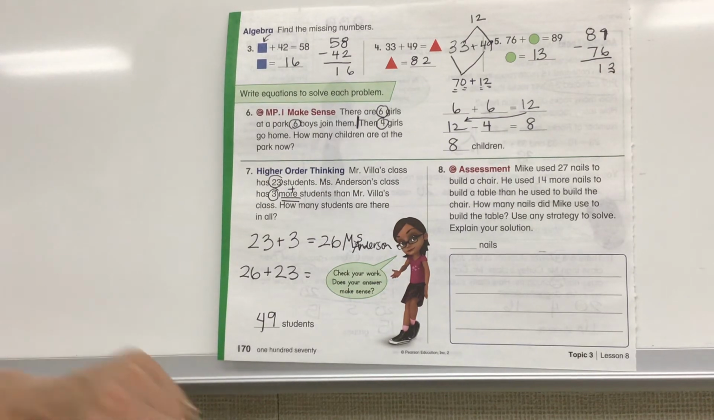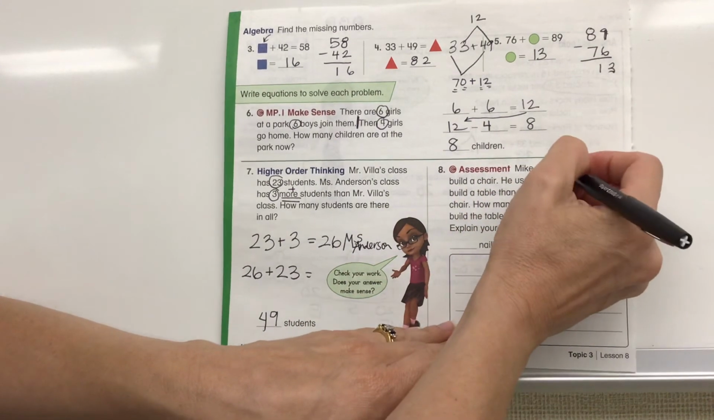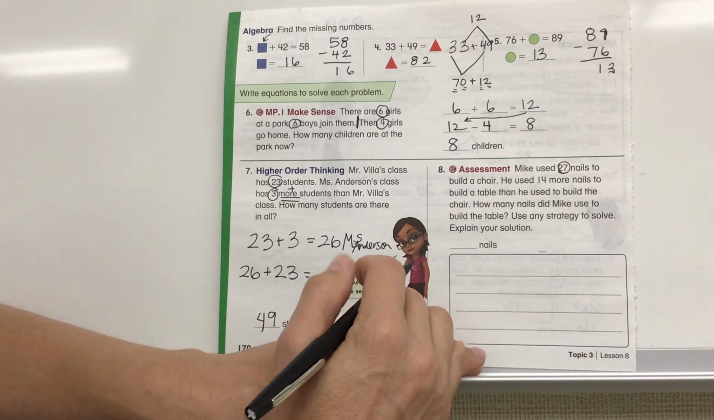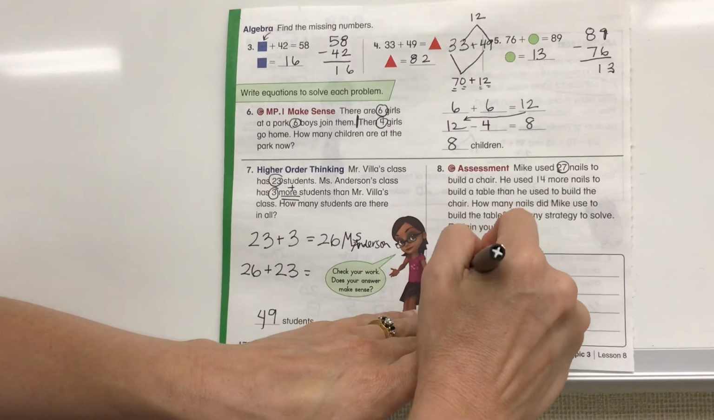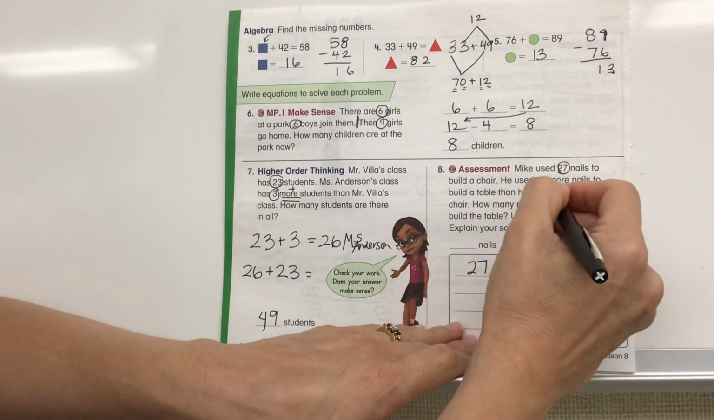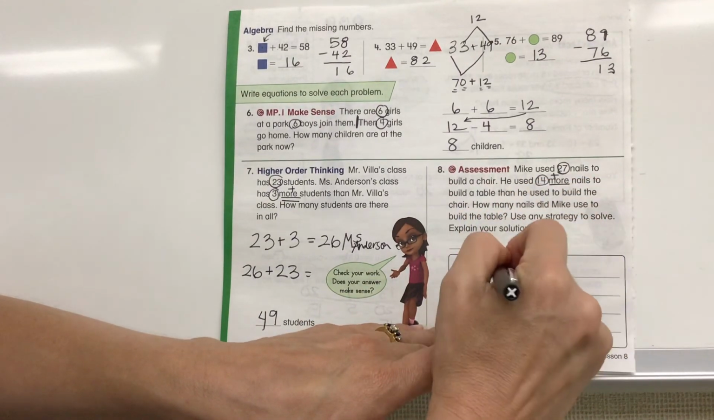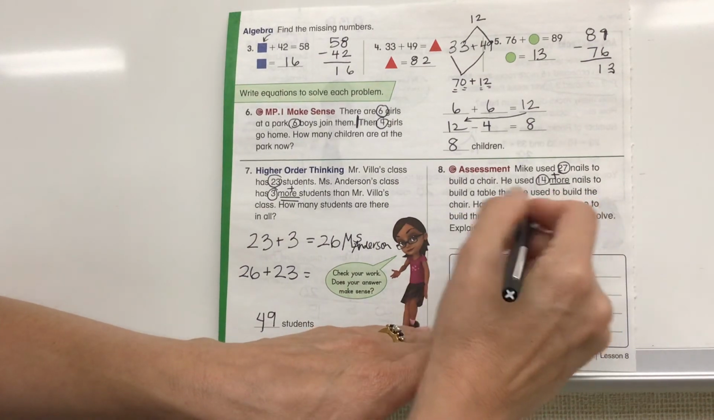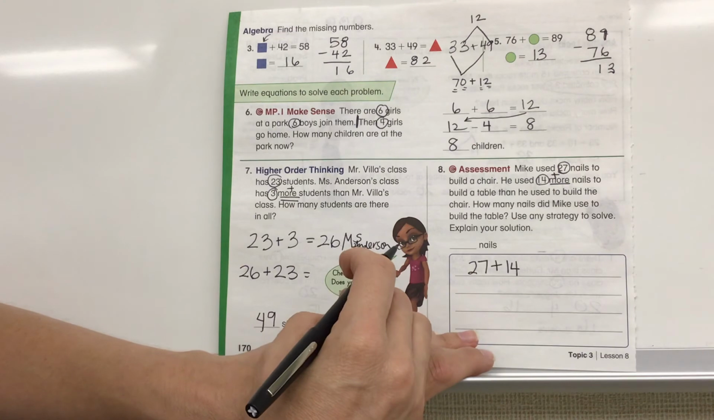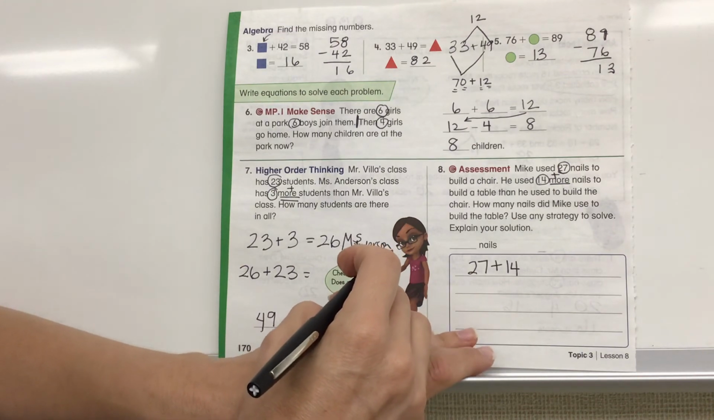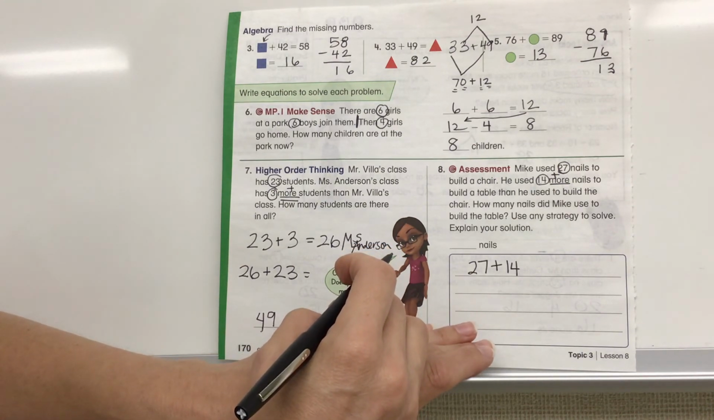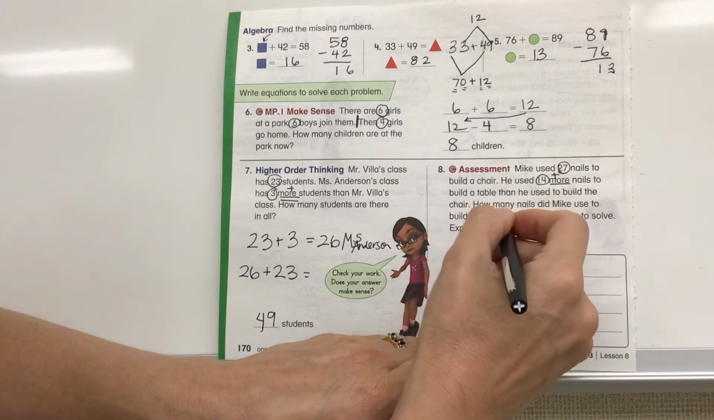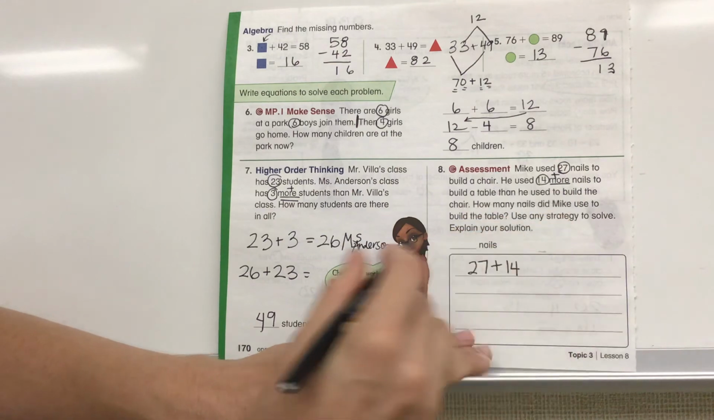All right, let's take a look at our assessment here. Mike used 27 nails to build a chair. Okay, so he starts with 27. He used 14 more, so we know we're going to be adding 14 more nails to build a table than he used to build a chair. So use 14 more nails to build a table than he used to build the chair. How many nails did Mike use to build the table?